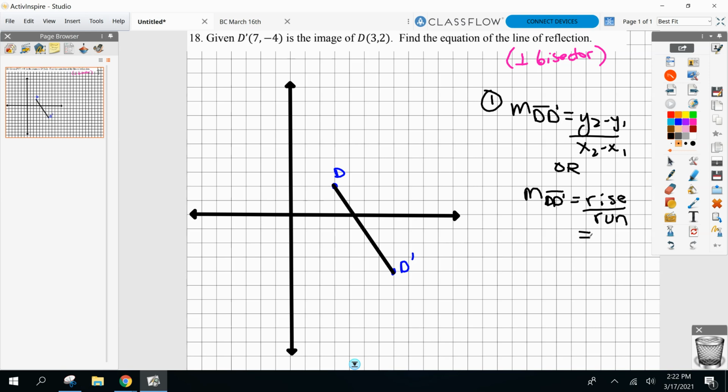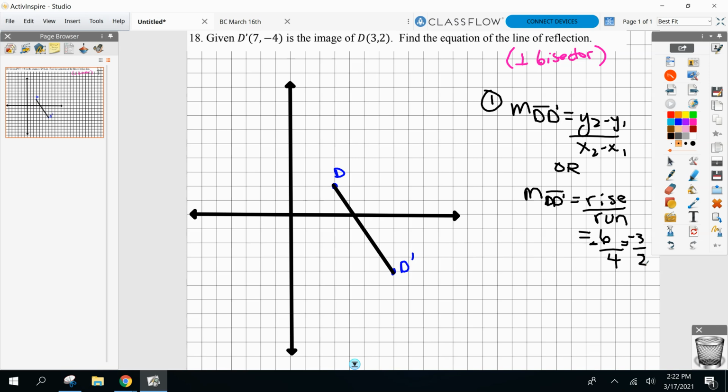So as I look at DD prime, I'm going up 1, 2, 3, 4, 5, 6 over 1, 2, 3, 4. 6 over 4, but you just got to pay attention here. See how it's going downhill from D to D prime? If it's going downhill left to right, I got to remember this is a negative slope. So the slope of DD prime is negative 6 over 4. If you prefer, you can reduce it just so you're working with smaller numbers. So negative 3/2 is my slope.